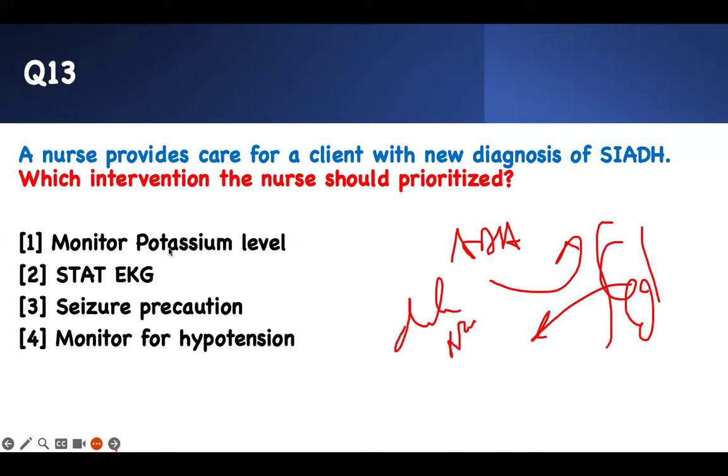Therefore, what do you want to do? Nothing to do with potassium. There's no evidence of EKG changes. Seizure precaution, hyponatremia is number one. Monitor for hypotension? You think they will be hypotensive? No, it's because they're absorbing all their water. They're usually hypertensive, fluid overloaded. So number 4 is the wrong answer.